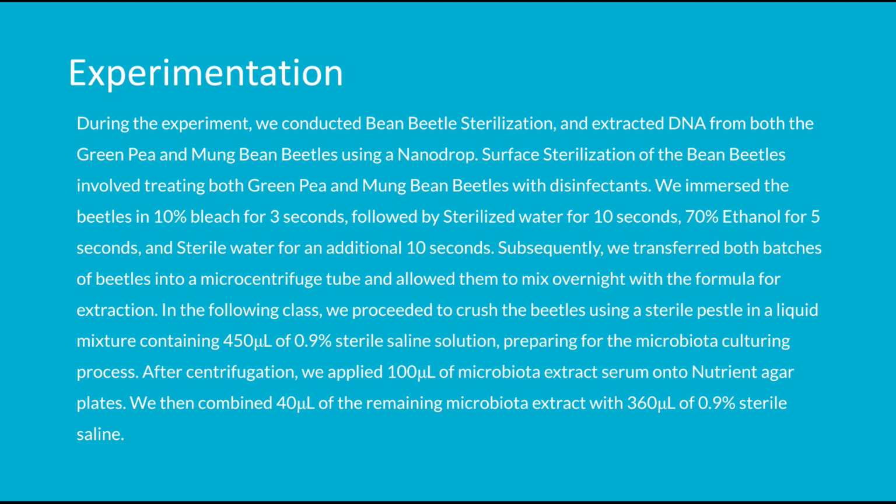Subsequently, we transferred both batches of beetles into a microcentrifuge tube and allowed them to mix overnight with the formula for extraction. In the following class, we proceeded to crush the beetles using a sterile pestle in a liquid mixture containing 450 microliters of 0.9% sterile saline solution, preparing for the microbiota culturing process. After centrifugation, we applied 100 microliters of microbiota extract serum onto nutrient agar plates. We then combined 40 microliters of the remaining microbiota extract with 360 microliters of 0.9% sterile saline.